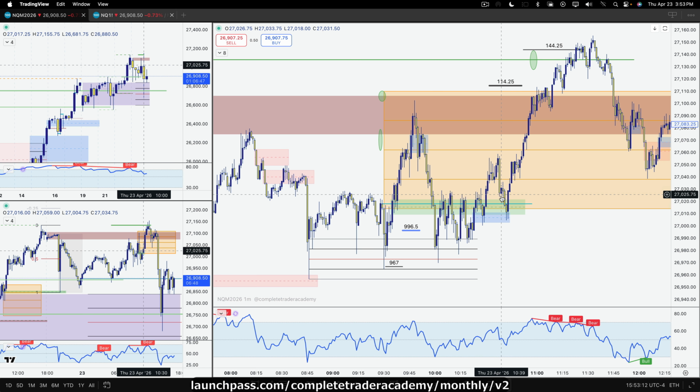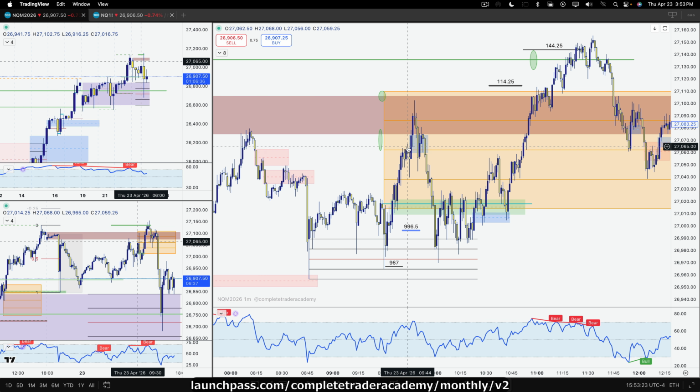Pushes up, retraces back, same place. Okay, same imbalance, no bodies. Look at the bodies not inside it. But now we're in this first imbalance that I'm using here. It's debatable if you wanted to use this one or not, but I just use this one.